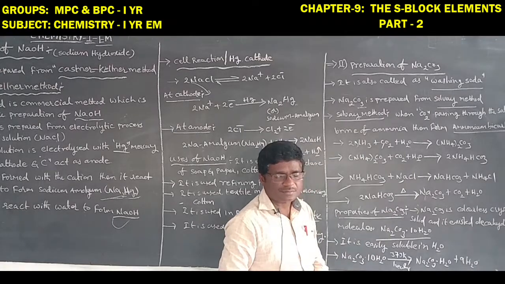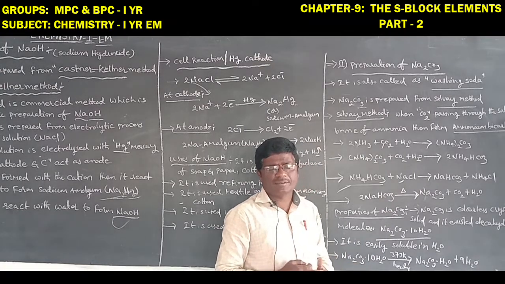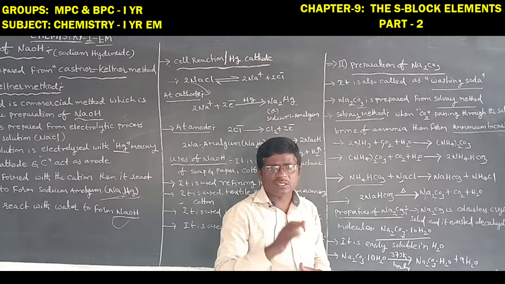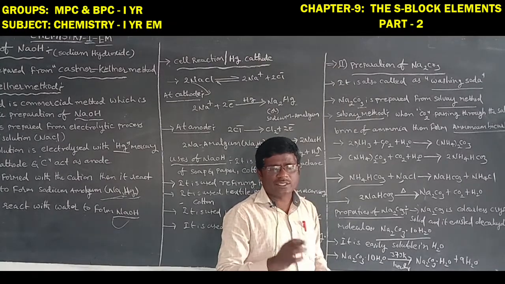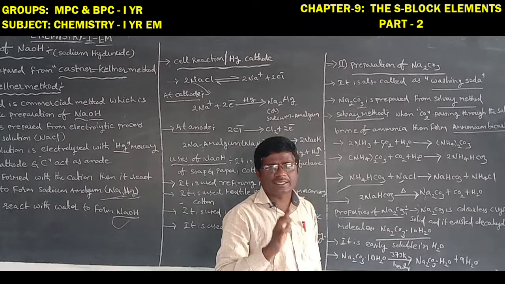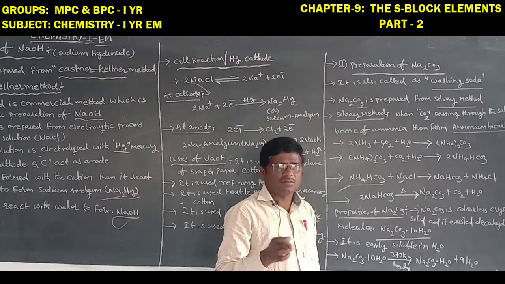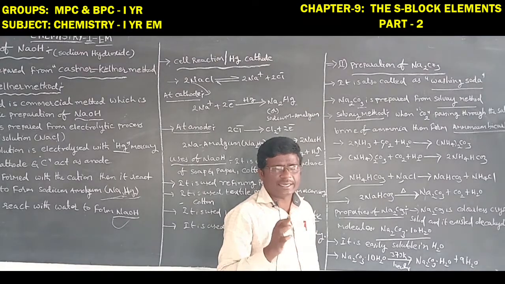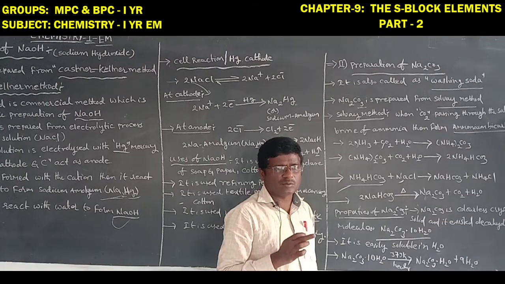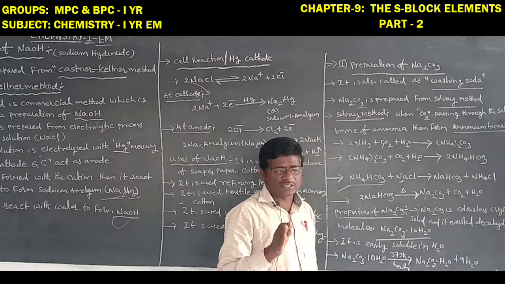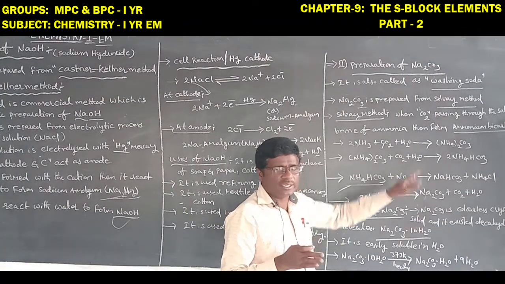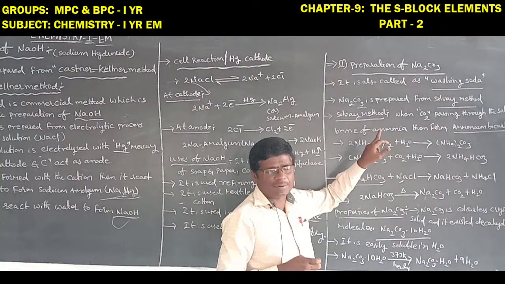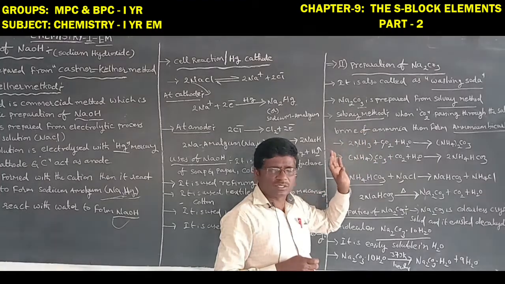Once again, sodium carbonate, Na2CO3, is prepared by the Solvay process. It is also called washing soda. The general formula of washing soda is Na2CO3.10H2O, decahydrated sodium carbonate. Sodium carbonate is prepared by the Solvay process, which consists of 4 steps.